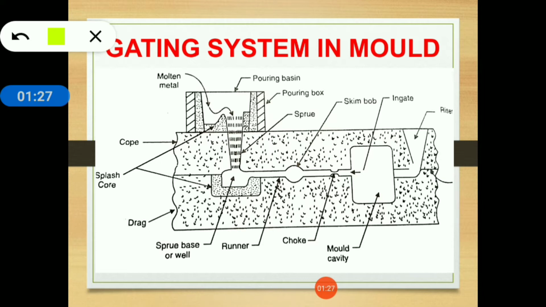Another advantage of this pouring basin is, due to this type of shape, the molten metal will fill up, and if heavier impurities are there, they will settle down in this dig type part. Some heavier impurities will be settled down over here, and then pure molten metal will enter slowly into the sprue.